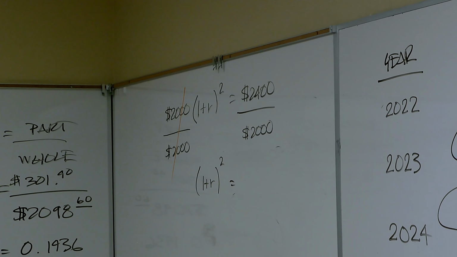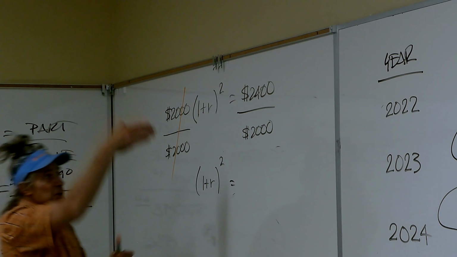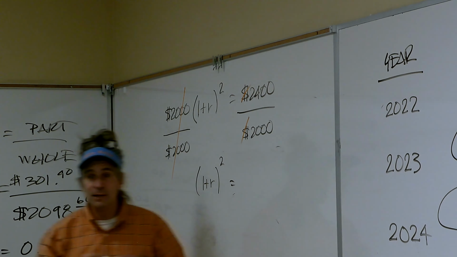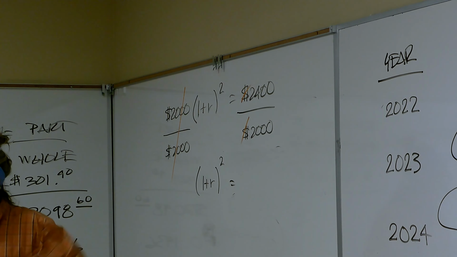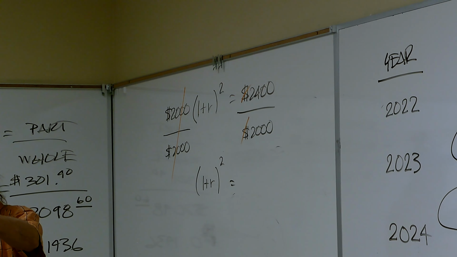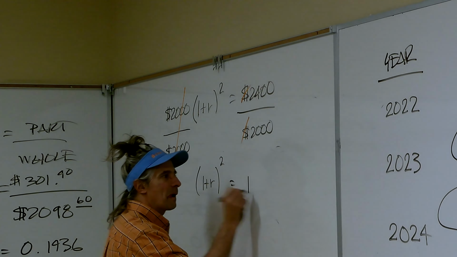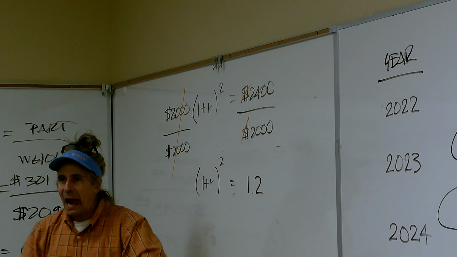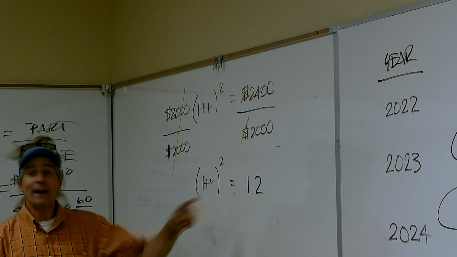This is Math 98, isn't it? When you divide dollars by dollars, the dollar signs divide off. That's unit analysis for Math 98. The only thing left is the number, which is 1.2. No. This squared equals 1.2.